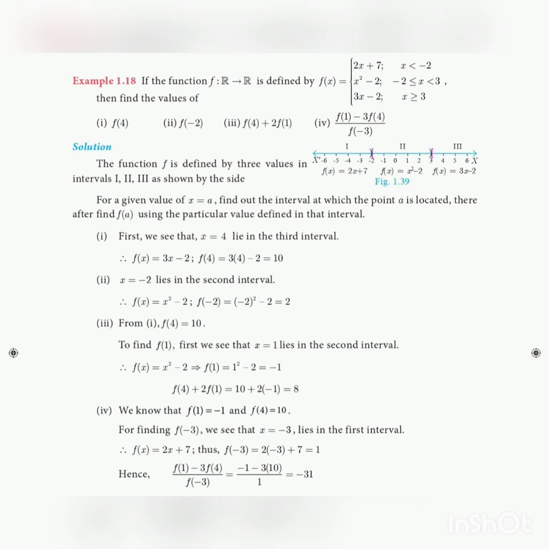Using all those values, the fourth subdivision, f of 1 minus 3 into f of 4 by f of minus 3, is calculated, and it is minus 31. So using all those parts, we used all the parts for each of the subdivisions, and all four subdivision answers are obtained.